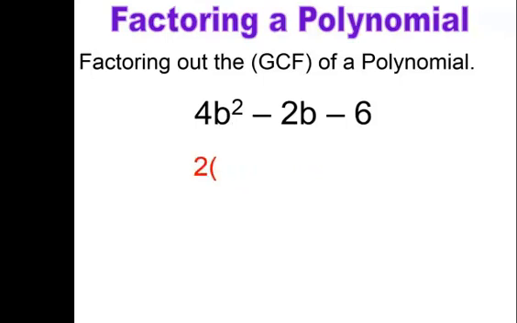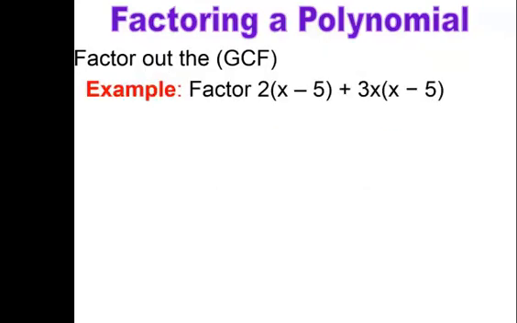So in this case, it's just 2 because there is no b with the 6. So it's just a number as the greatest common factor. And 2 divides into 4 and 6. And then you're going to divide each term by 2, and you're going to get 2b squared minus b. Don't put the coefficient of 1 here. Minus 3.